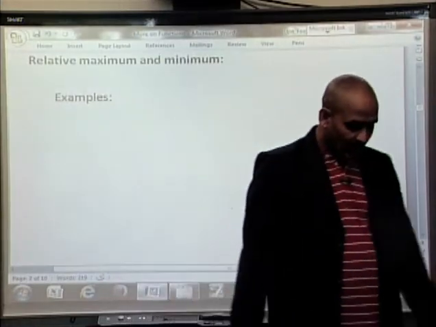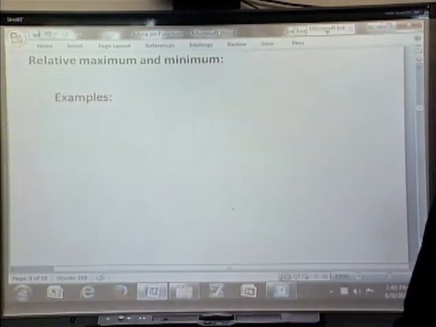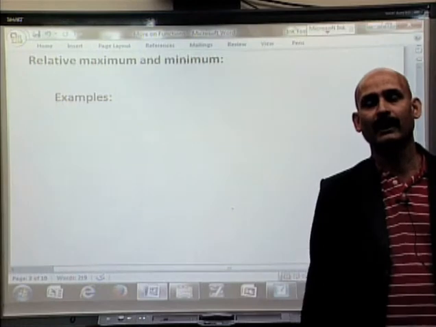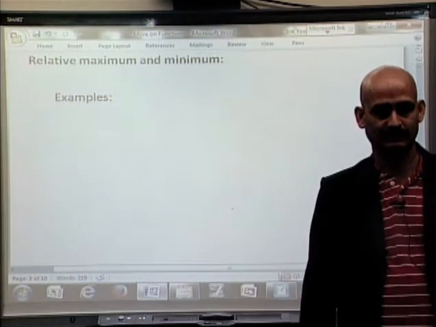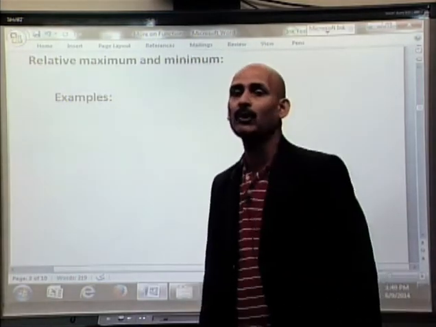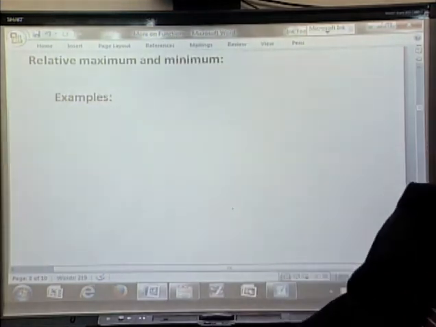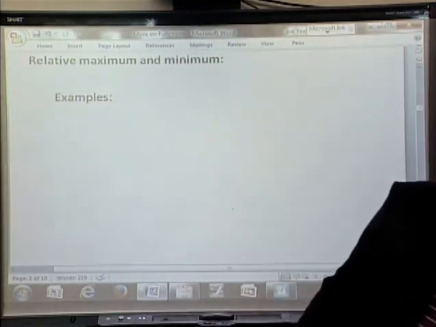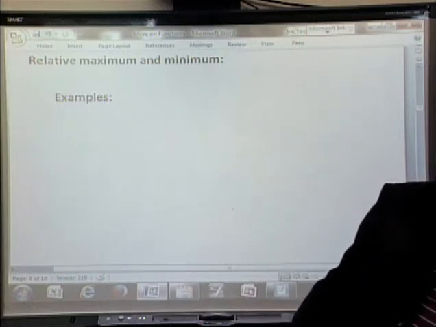Okay, let us talk about relative maximum and minimum of a function. When we talk about maximum and minimum of a function, there are two types. One is called the relative maximum and minimum, which we will talk about in a second. Another is called the absolute maximum or minimum, or sometimes the global maximum or minimum of a function, which we probably will not talk about.